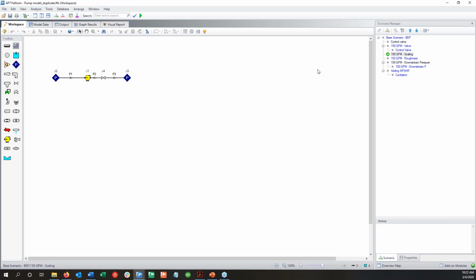So our scaling, we went from 0% to 29%. That's quite the amount. Our valve, we dropped from 52.5% to 37%, which is a bit more reasonable. We can take a look at roughness as well.